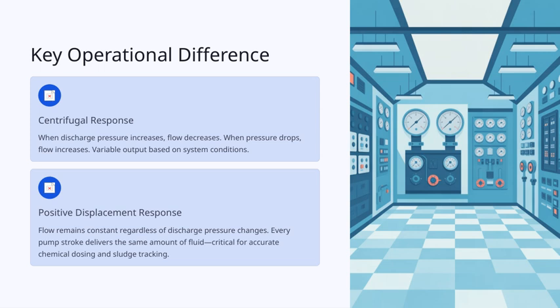Now, moving on to positive displacement response, this is quite different. The flow remains constant regardless of changes in discharge pressure. No matter how much pressure fluctuates, each pump stroke consistently delivers the same amount of fluid. This consistency is particularly critical when you're dealing with applications like precise chemical dosing or sludge tracking, where accuracy and reliability are essential. Understanding these differences helps us choose the right type of pump for specific operational needs, aligning with our overall goal of optimizing efficiency and accuracy in our systems.